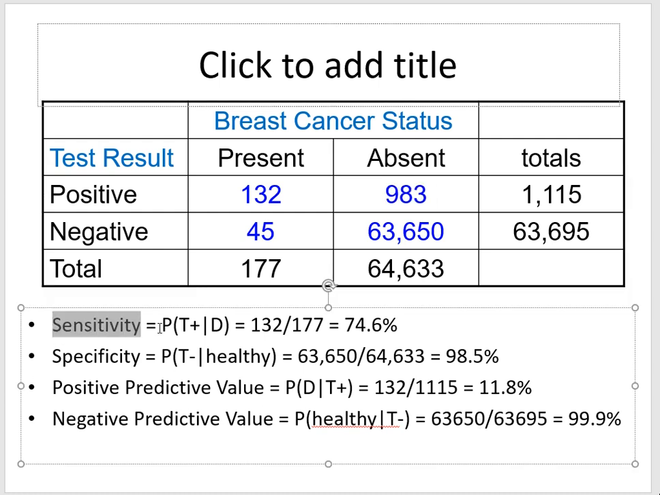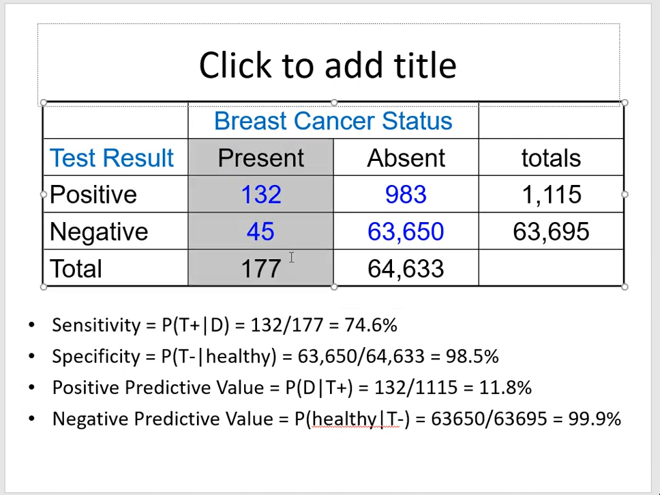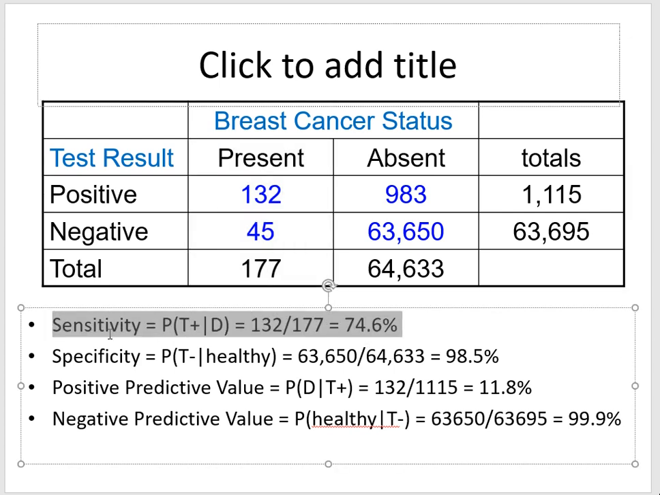Therefore, if I want to calculate sensitivity, and you remember sensitivity, you only look at those that have the disease. So out of 177, how many tested positive? Well, the disease is 132. So 132 divided by 177 gives you 74.6%. So the test has a 74.6% sensitivity. It means its capacity of correctly identifying those with the breast cancer is 74.6%.